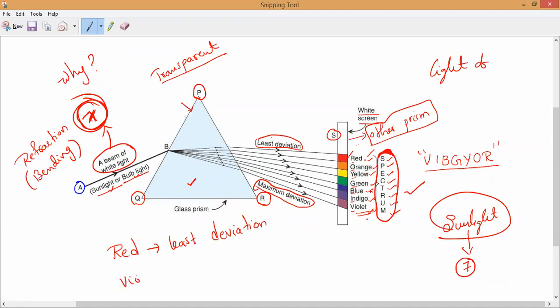Understand? Violet. So all of you write it. Violet is having a maximum deviation. Now, sir, why, sir? Reason I will say. Listen.